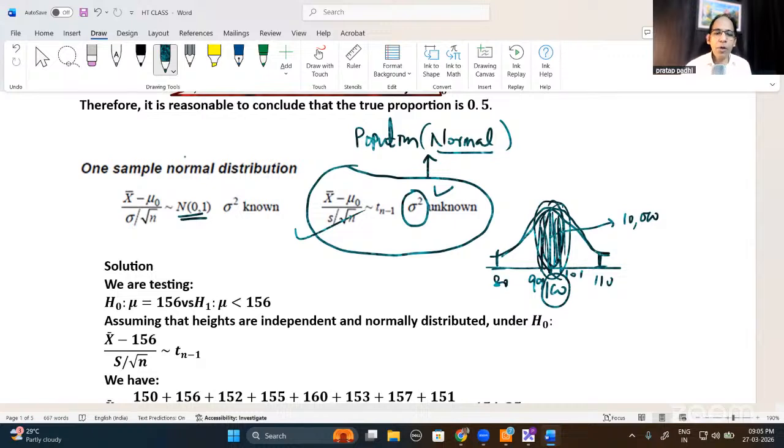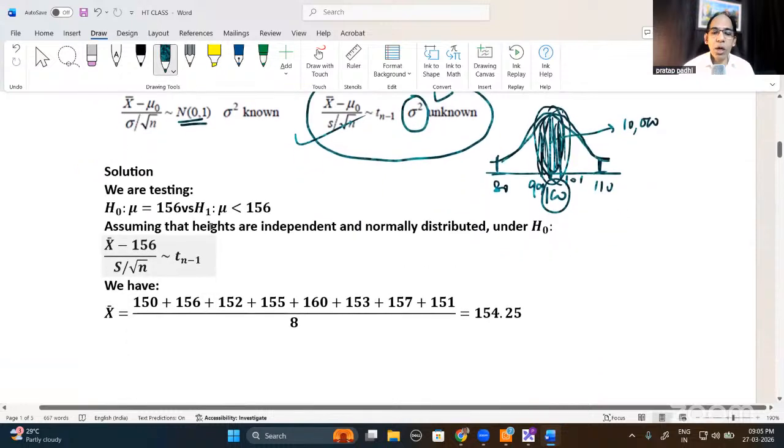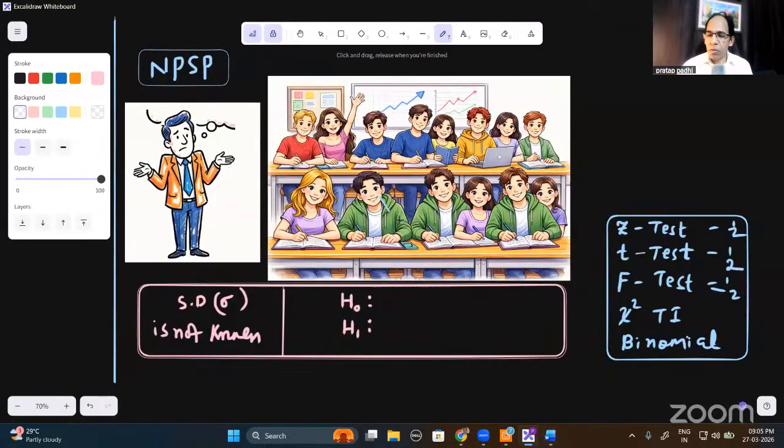Now what we have done here, we are checking whether mu is 156. Oh god, 156 mu in India. Are we talking about IQ? I think we are talking about heights. Okay, no problem. I'm changing this one. Now I'm talking about the height of the boys. H naught, mean height.